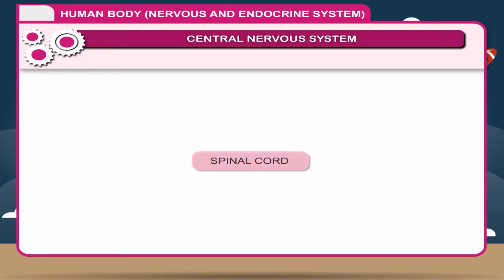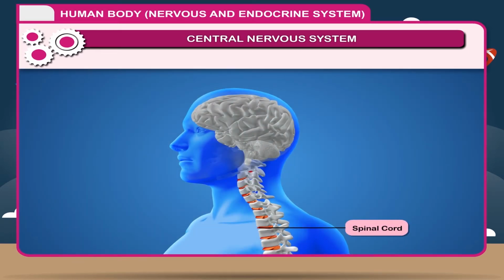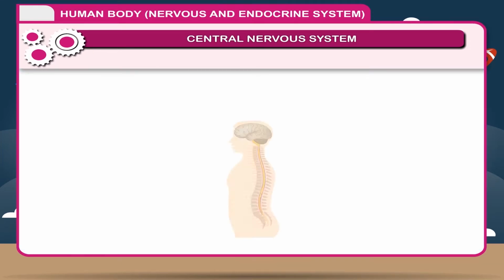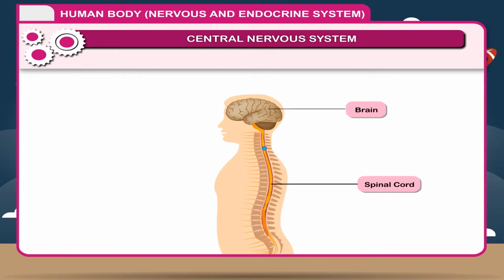Spinal cord. It is a long cord which arises from the base of the skull. It runs backward through the vertebral column and extends up to the tail and is protected by the bones of the vertebral column. Spinal cord receives impulses from the brain and sends them to the muscles and internal organs. It is also the center of many reflex actions.